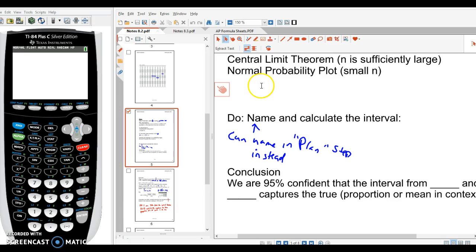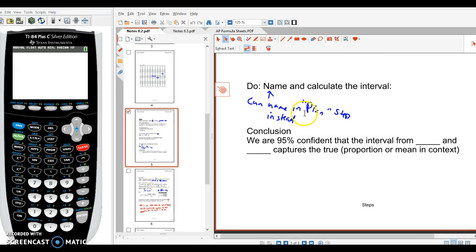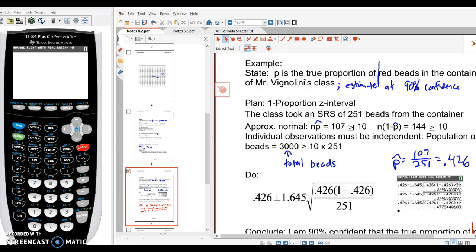The calculator shortcut I will show you in a minute as well, and it can be used at the very least to check your work. You can do it in the calculator, but there's no way to get partial credit if you do just that without showing the formula. And then the conclusion: we are 95% confident that the interval between blank and blank captures the true proportion, which is the one that we would be dealing with. That's what we talked about last time.